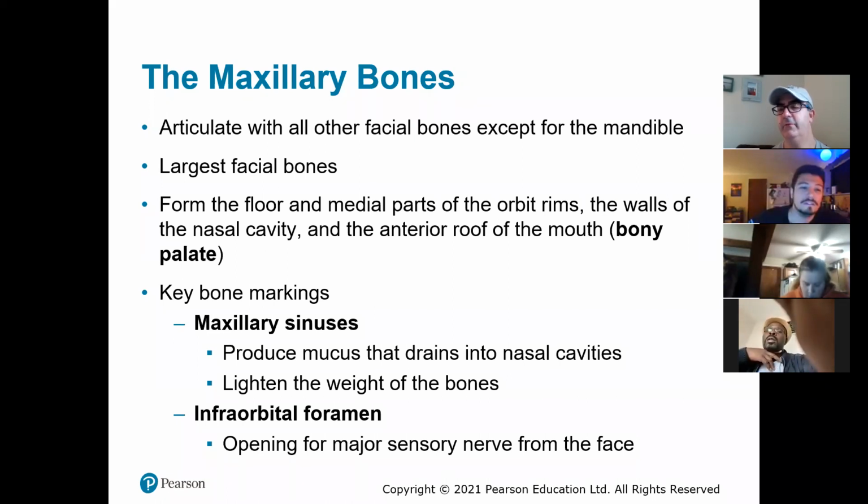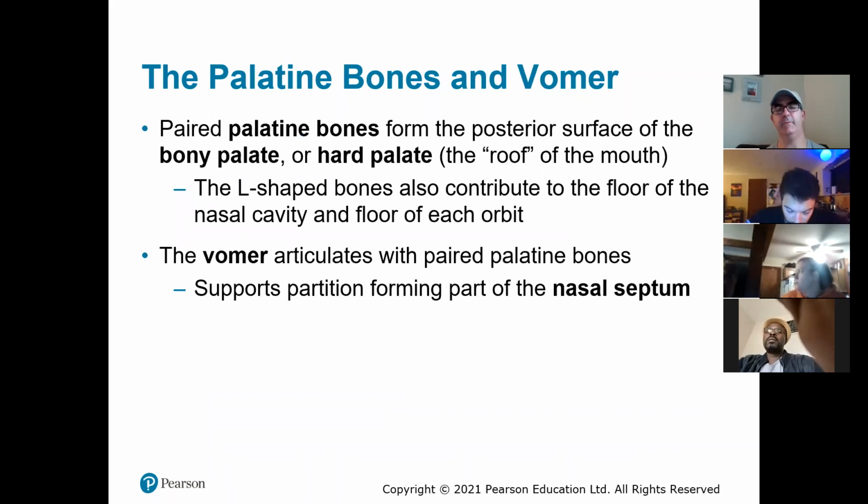So is infra, do you think infra is going to be above or below? Below. And orbital, what's orbital? Well, orbital would be your eye, the eye area. So the infraorbital foramen would be underneath your eye sockets. Those are part of the maxillary bone. Those holes travel through your maxillary bones.